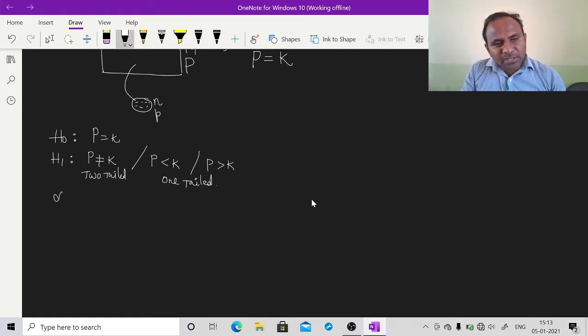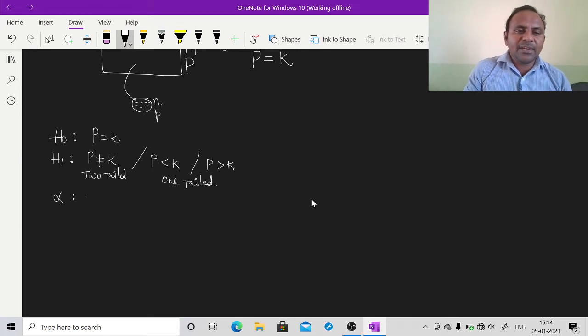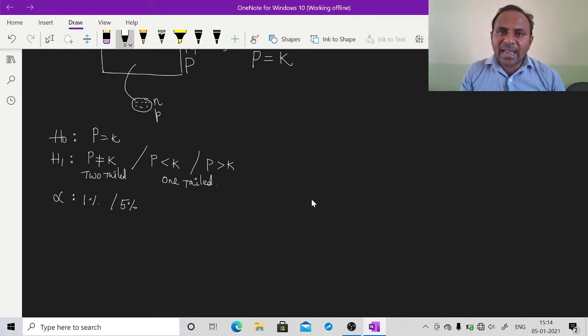Now, prior to testing the hypothesis, you need to select the level of significance, with which you are going to test the process. Whether it is 1% or 5%, it should be fixed beforehand. If it is 1%, your test process will be 99% confident. If it is 5%, your test process would be 95% confident. That is how we write the level of significance alpha. We fix it prior to the test process.